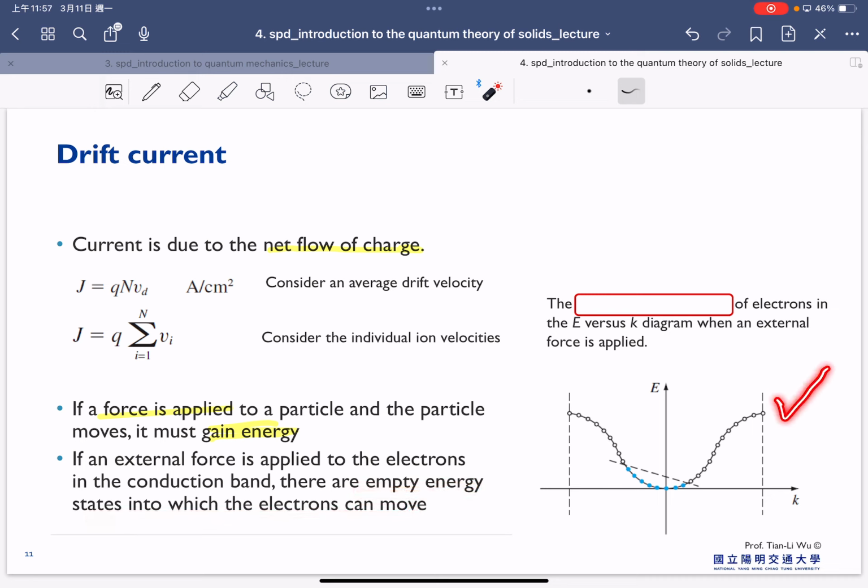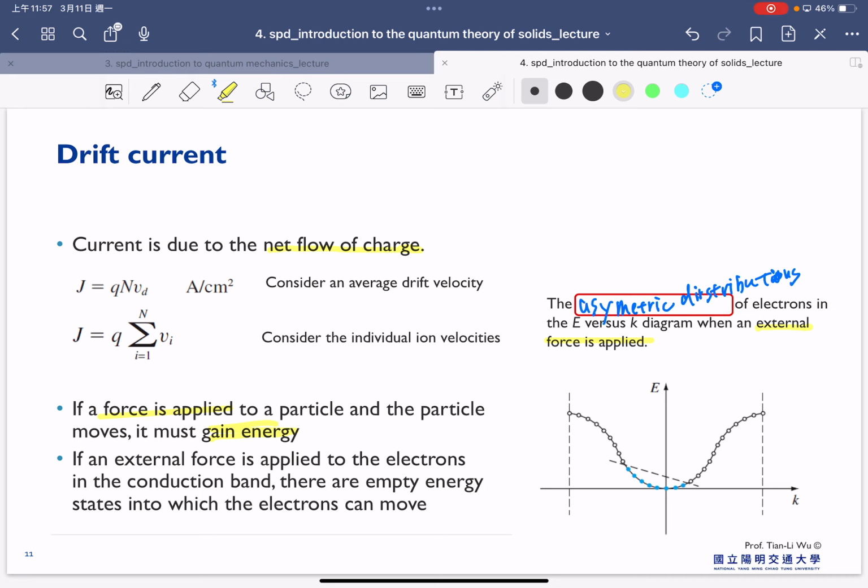And this is a schematic of the asymmetric distribution of electrons in the E versus K diagram, when an external force is applied. Once there's an external force applied, you can expect that a current will be able to transport.